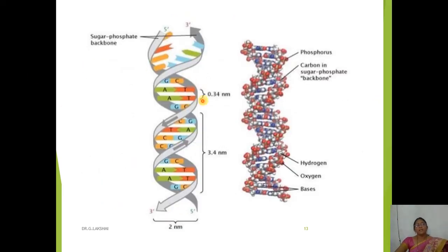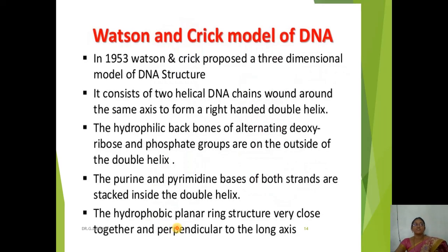This is the double helical structure. It is a right-handed structure, one strand runs in 5' to 3' polarity and the other strand in 3' to 5' polarity. You see here the entire turn is about 3.4 nanometers, each base occupies 0.34 nanometers, and the width of the double helical DNA is 2 nanometers or 20 angstroms.